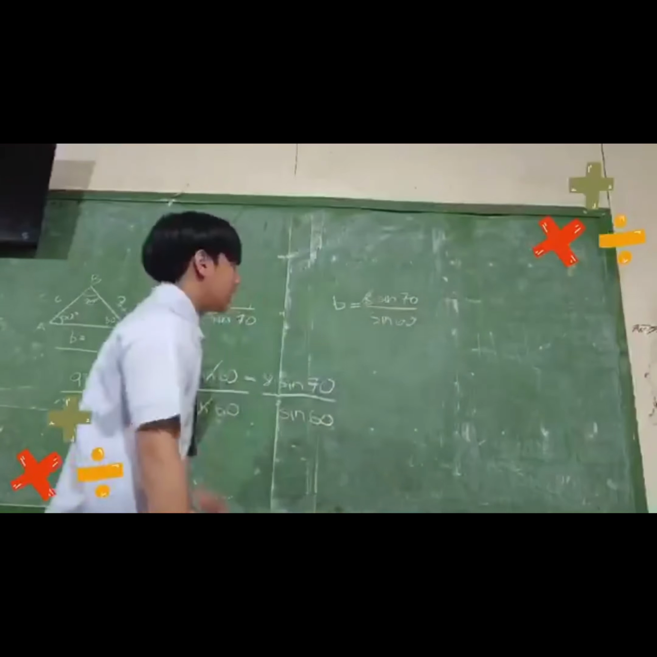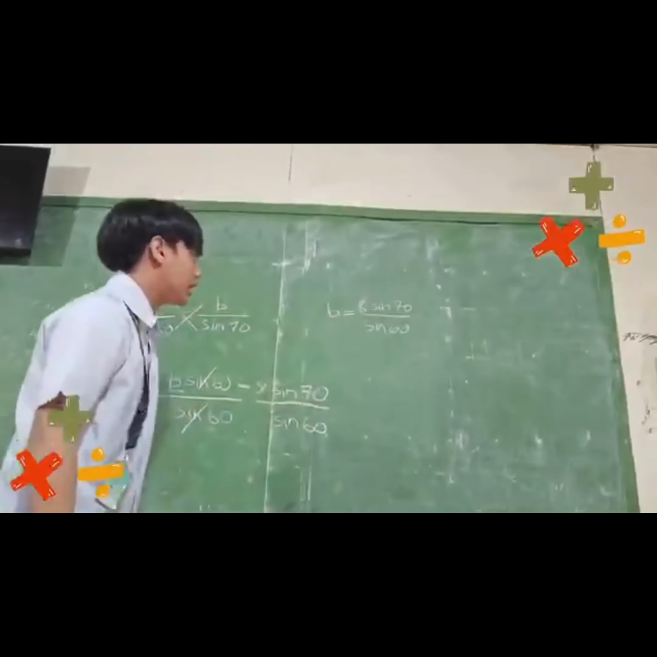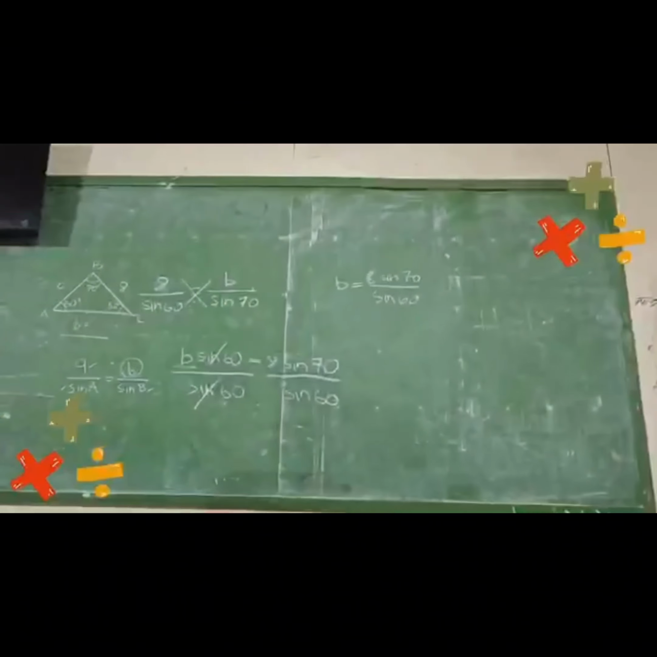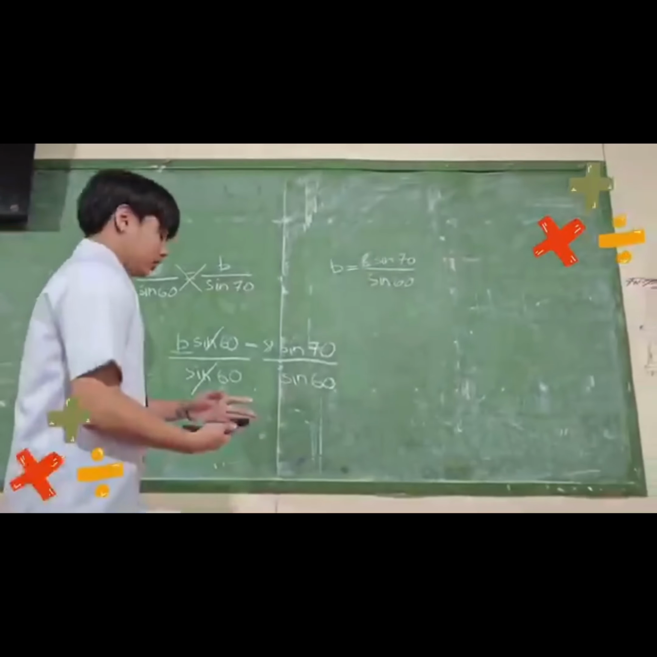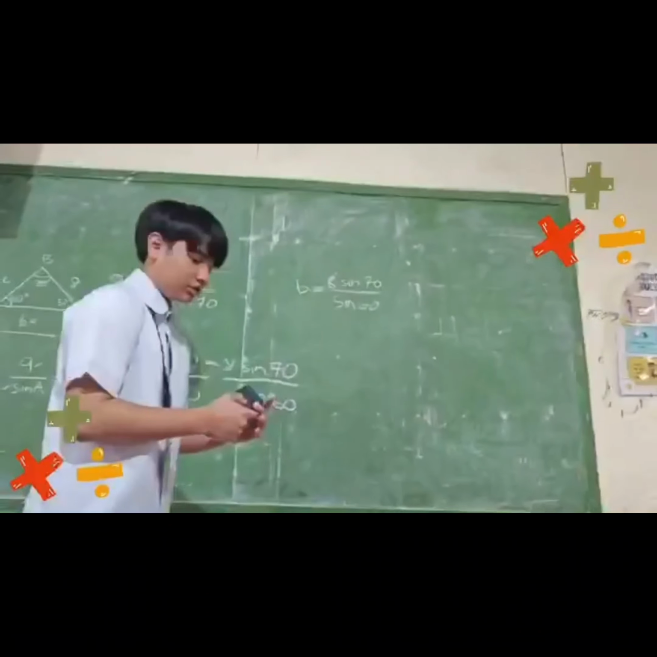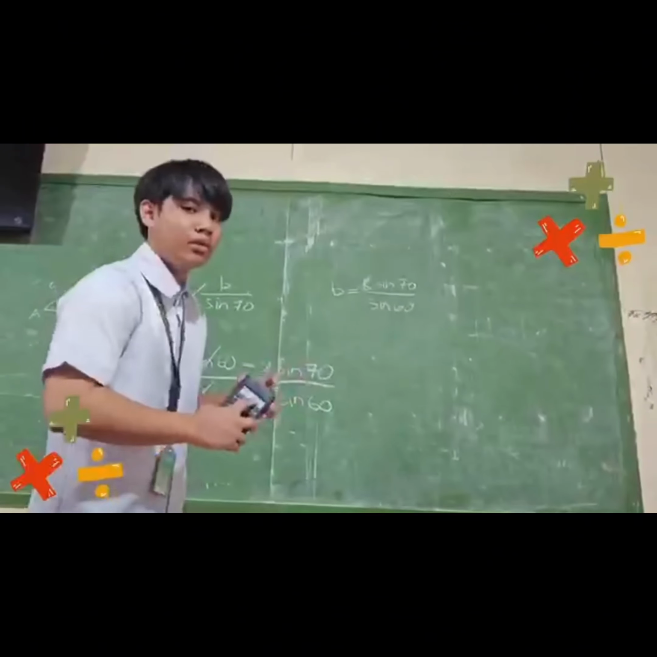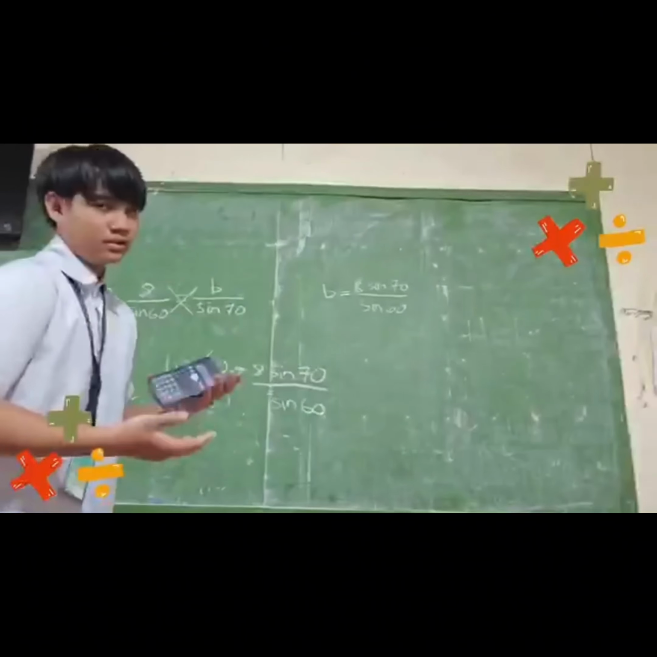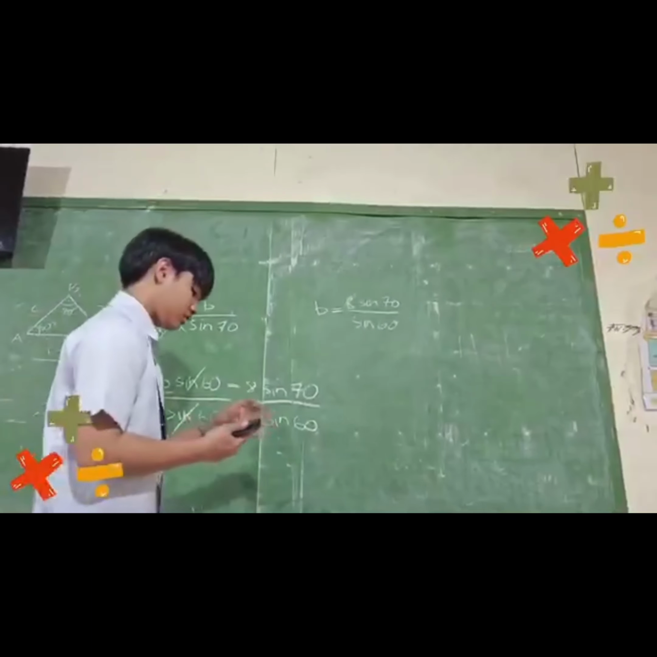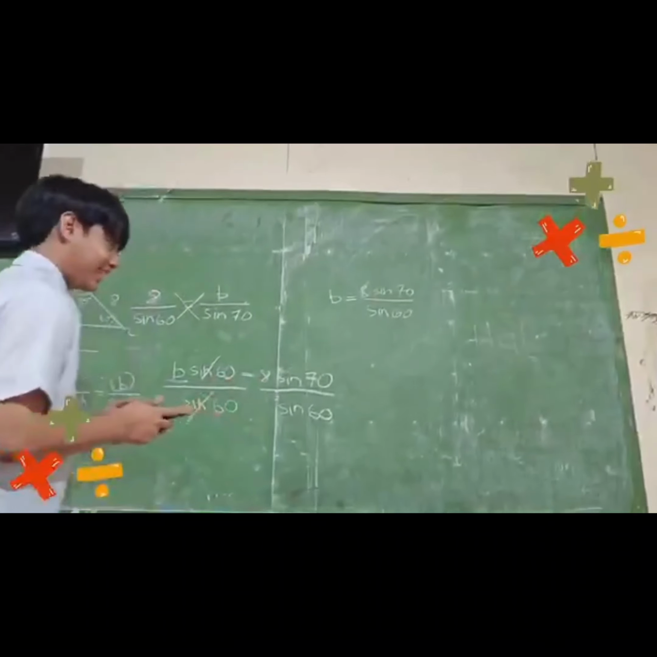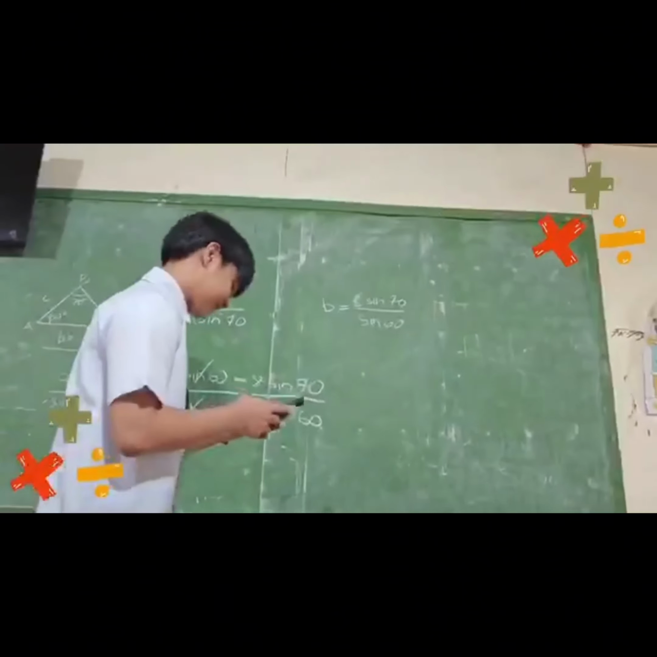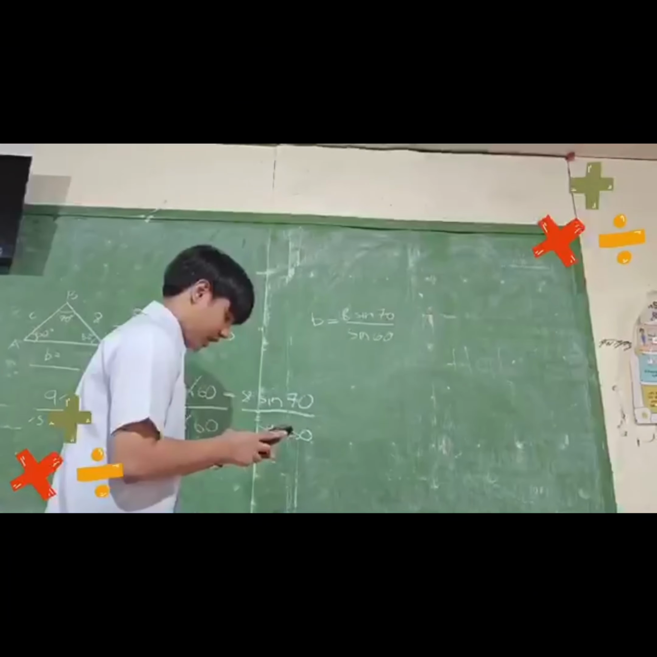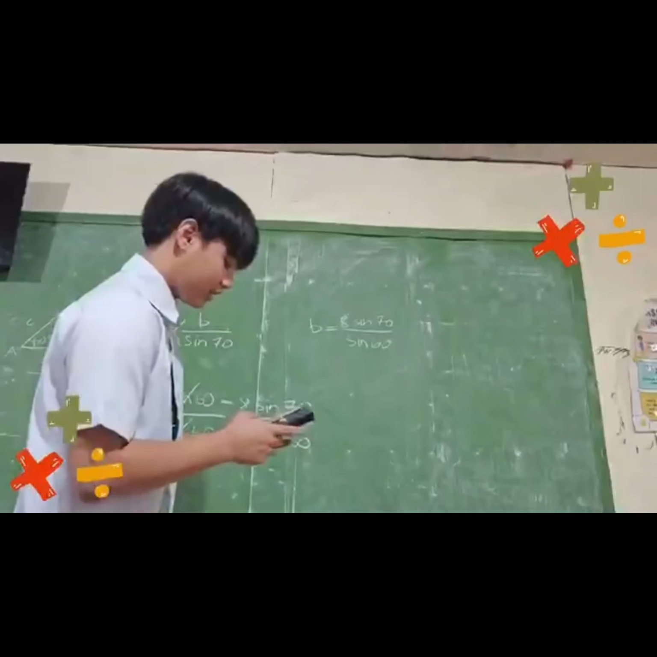You just get a calculator and divide these two. We will need a scientific calculator, and make sure your calculator is in degree mode, not radian mode, so the product will come out perfect. So let's divide now: 8 sine 70 divided by sine 60.